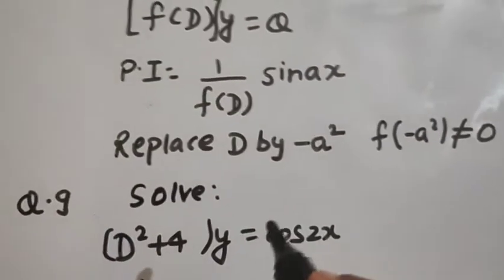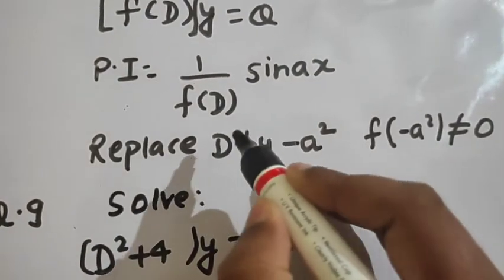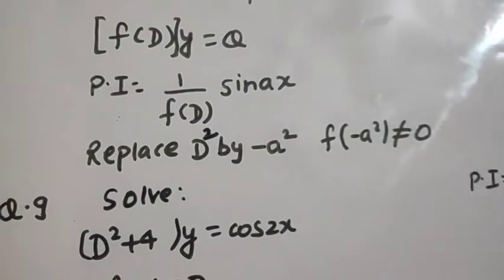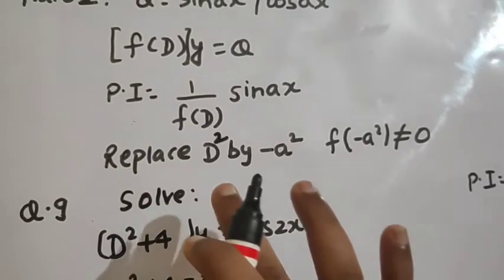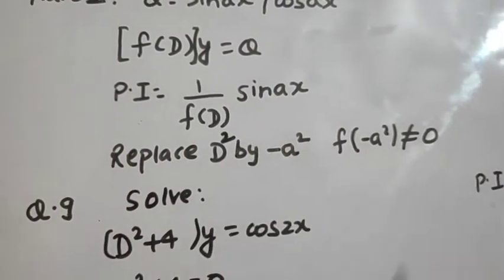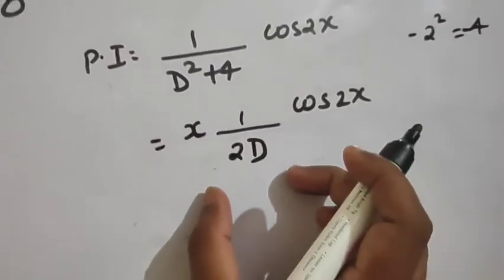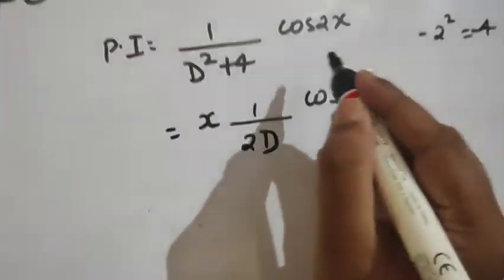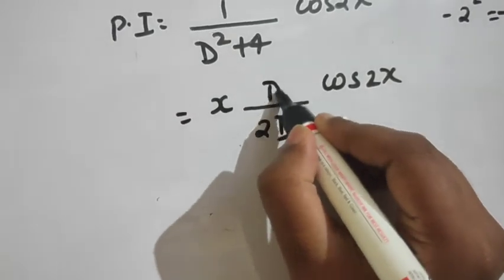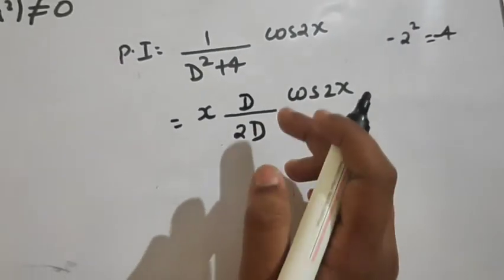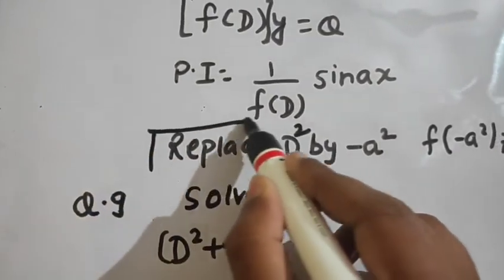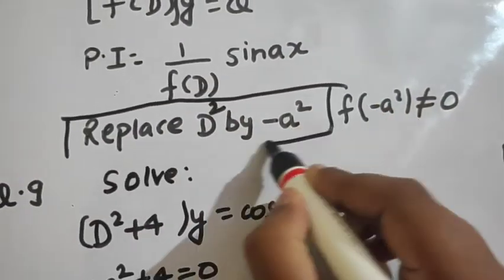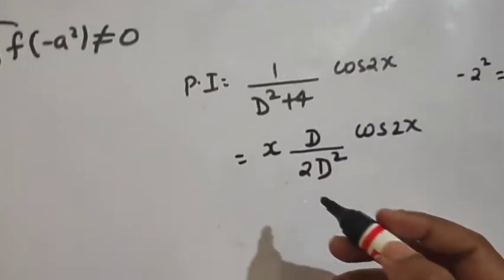Now look here, I made a mistake. Replace D squared by minus a squared. Wherever you get D squared, replace that by minus a squared, not D. If you replace D here, you don't have any D. So what you will do is multiply numerator and denominator by D. In the denominator you will get D squared. So the basic funda remains the same: replace D squared by minus of a squared, not D. It was D squared.